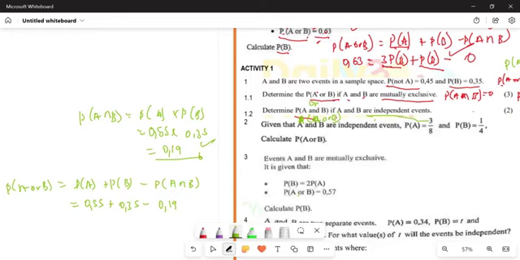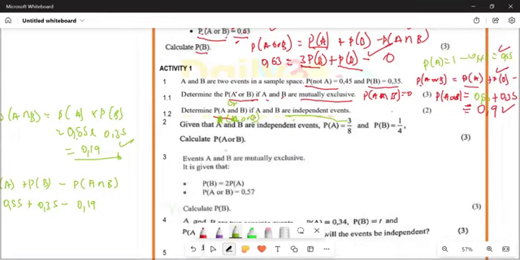Yes, Stoffel. How can I get 0.55? Here, they gave us the probability of not A. This can also be written in the notation probability of A not. Now, what did we say? The probability of A and the probability of A not complement each other. What do we mean when we say they complement each other? They add up to 1.